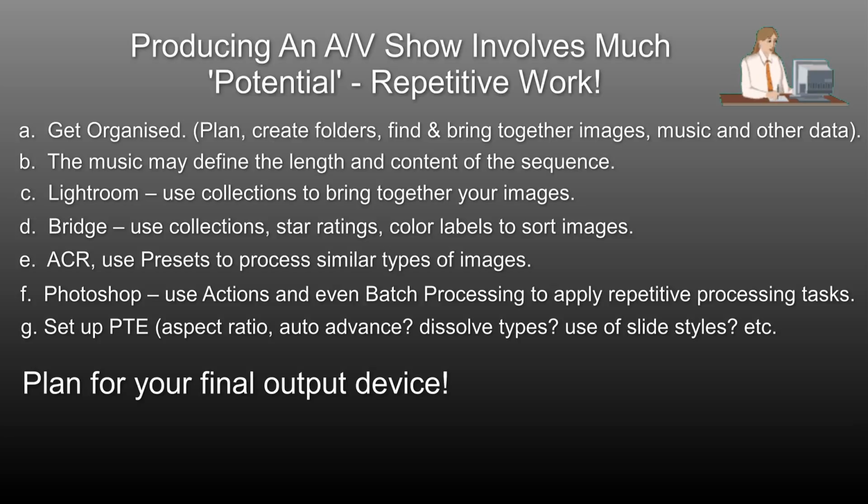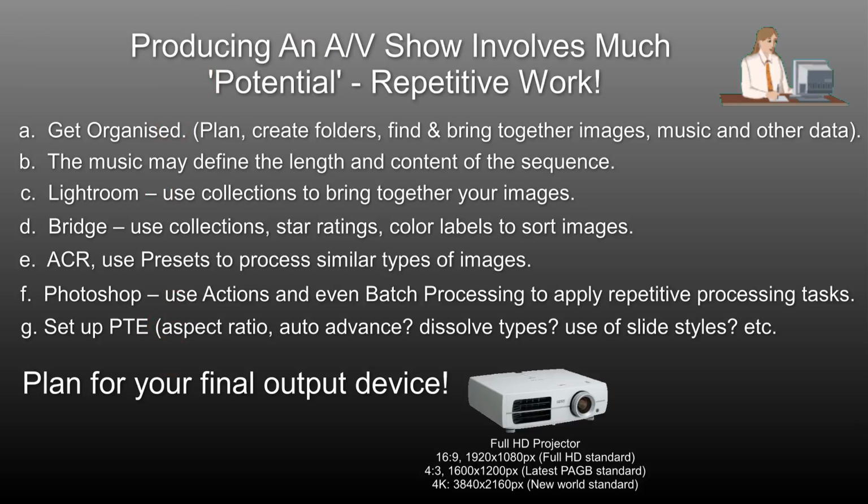You need to think about the final output before you start doing any of the rest of it, like the aspect ratio of the output device, whether it's going to be a full HD projector. The aspect ratio is 16:9, and there are the pixel dimensions, which are important for sizing your images. If it's going to be a 4:3 aspect ratio, which is common within the PAGB or the Welsh Photographic Federation, the latest size is specified as 1600 by 1200 pixels. They've got a new projector, and that's the native resolution of that projector.